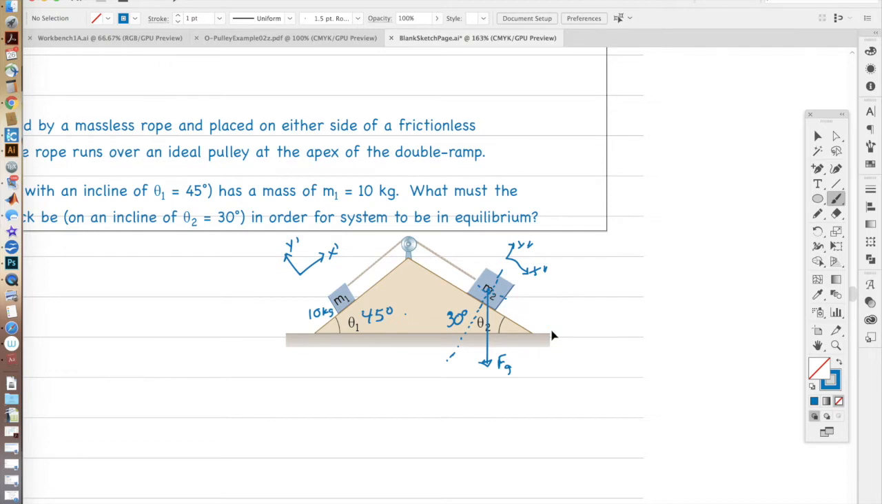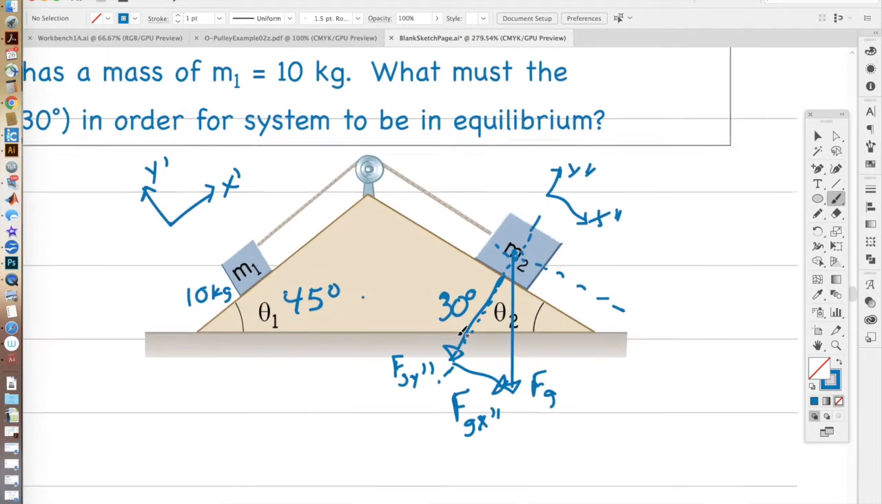Let me see if I can do better than that. We wanted to have a component along the x double prime axis and the y double prime axis. When we break this up, we see there's a component that runs like this, right? And we can call that force F_g x double prime. And then we have a component along here, and that would be F_g y double prime. Right? Let me maybe even zoom in a little bit so we can get an easier writing.